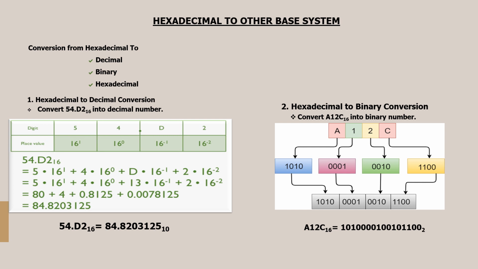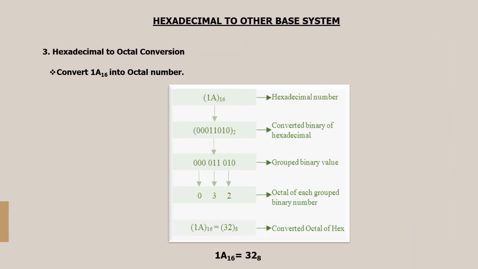The next one is hexadecimal to binary. That means each hexadecimal value is converted into binary. Next one, hexadecimal to octal conversion. So first convert the hexadecimal into binary and then the binary to octal. That is called hexadecimal to octal conversion.